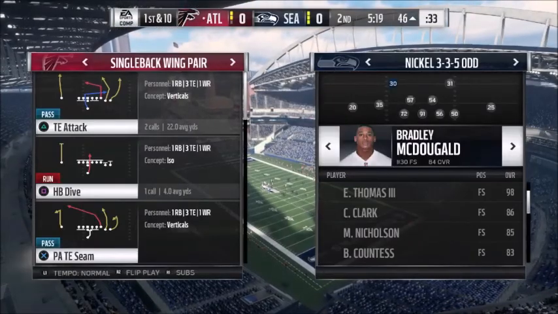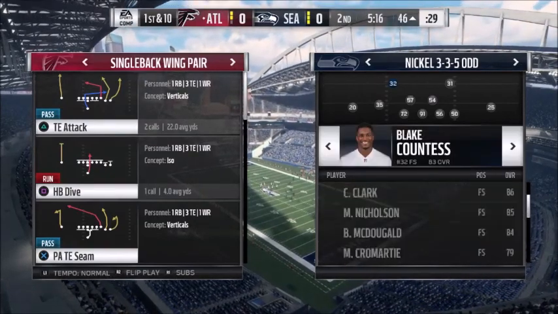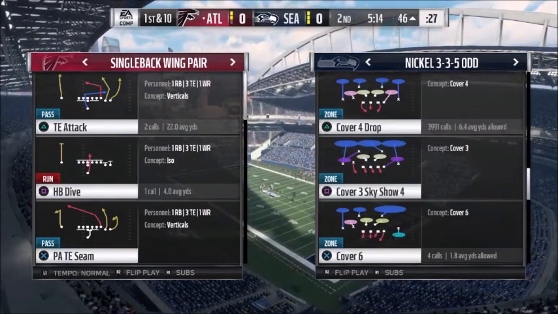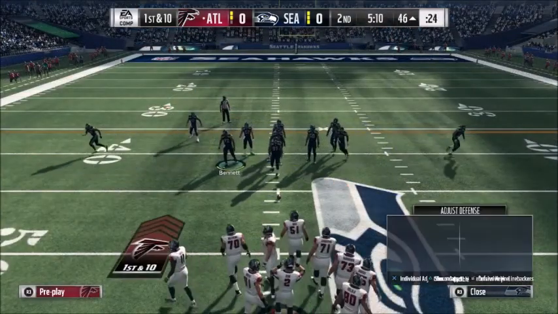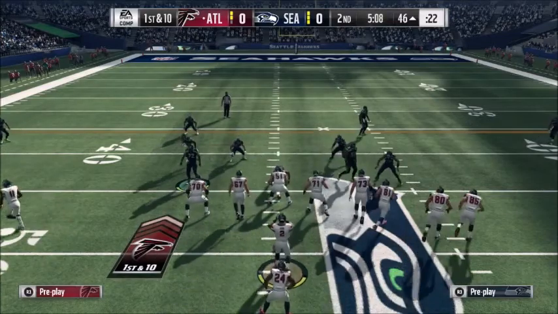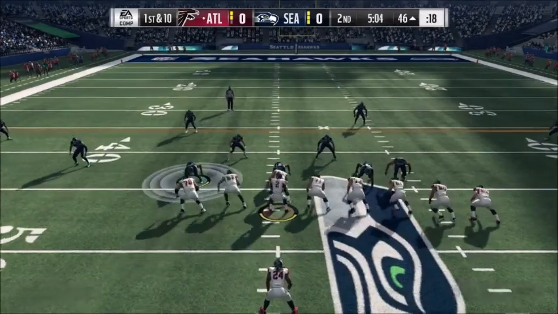But we're going to put in Countess this time, who's in the 50s for play rec, if I remember correctly. So extremely low. Don't think you're going to see much of a difference, just like before.